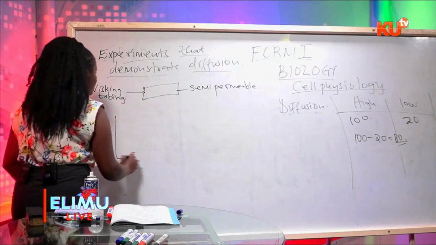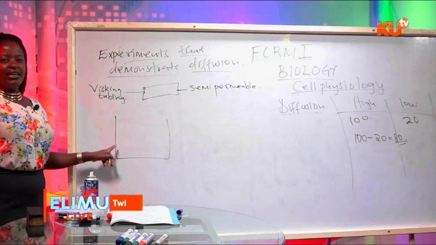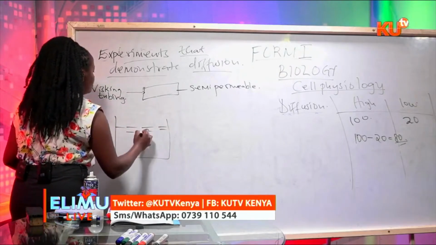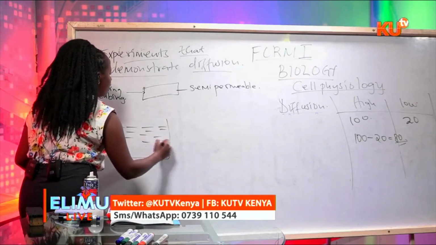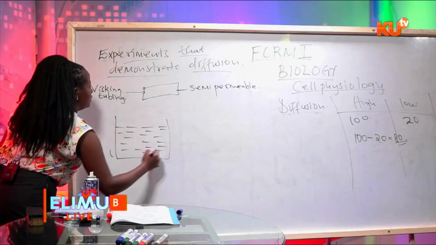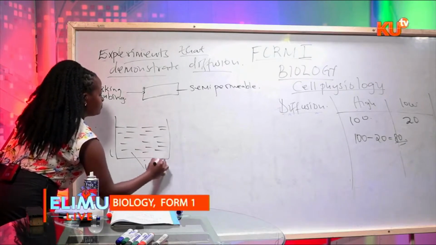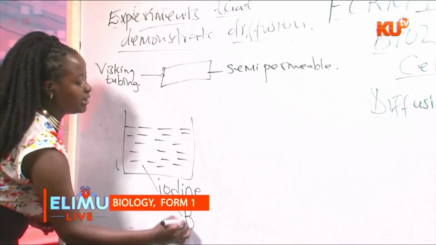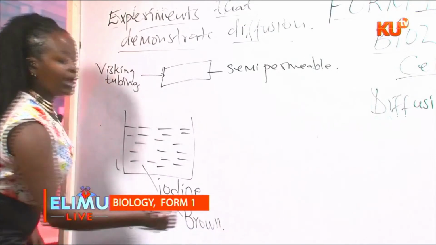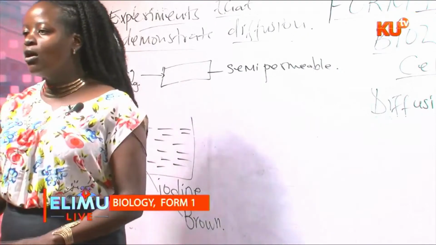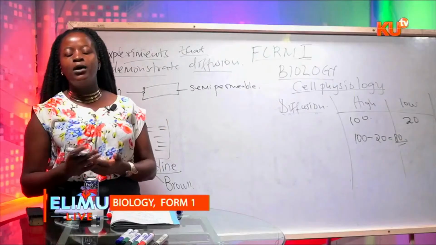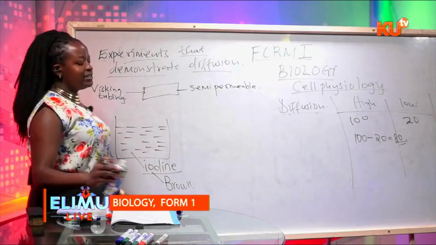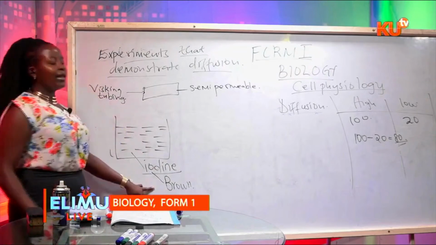Now we have a beaker here. And in this beaker, we have a solution. And that solution is called iodine. So iodine is brown in color. Iodine is a solution or a reagent that is used in the lab. It is a dye, and that is why it is brown in color.